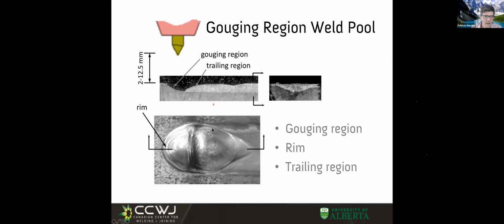What do we see? We see that we have kind of a trailing region where the molten bead is. In this case, I was welding and I stopped the current before I stopped moving. And it froze like this. For most welding experiments, you always want to turn off the power before you turn off the travel speed. We see that it has kind of a rim, and then it has this gouging region that looks pretty much dry.